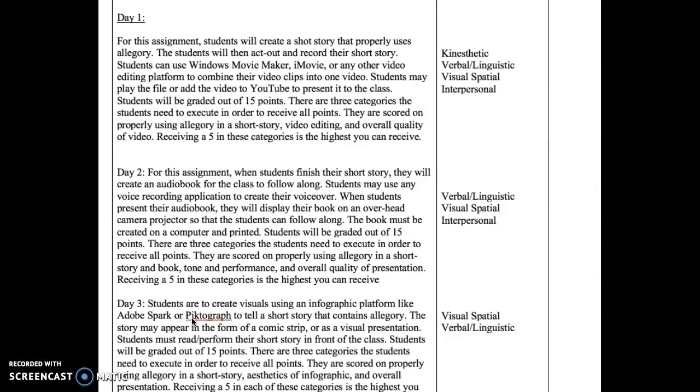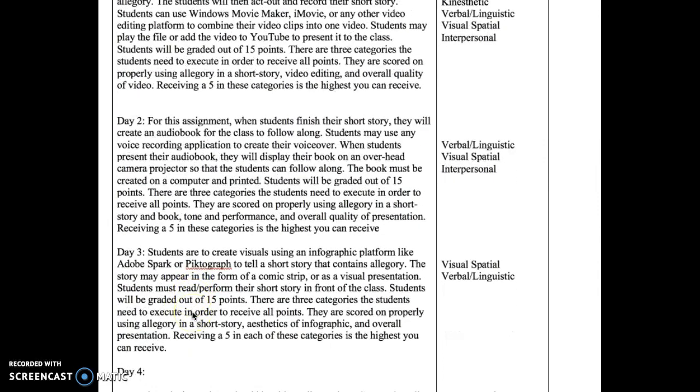Students will be graded out of 15 points. There are 3 categories the students need to execute in order to receive all points. They are scored on properly using allegory in a short story, video editing, and overall quality of video. Receiving a 5 in these categories is the highest you can receive. The way I'm grading for this assignment is similar to the way I'm doing all the 14 other activities, so I won't repeat it every time.